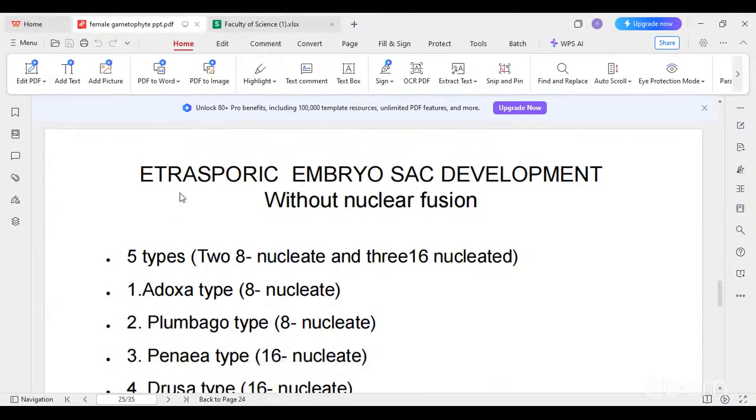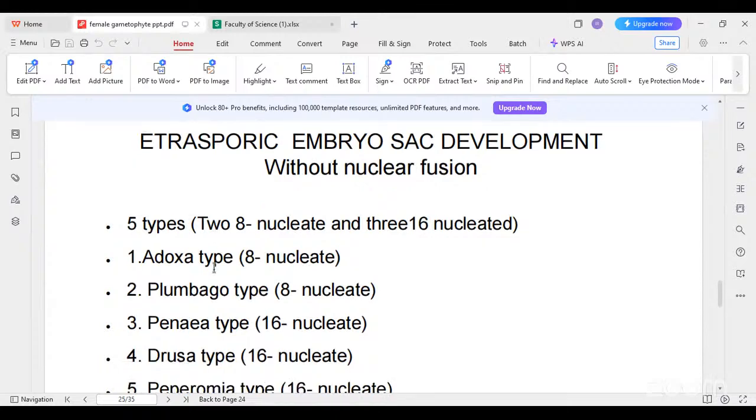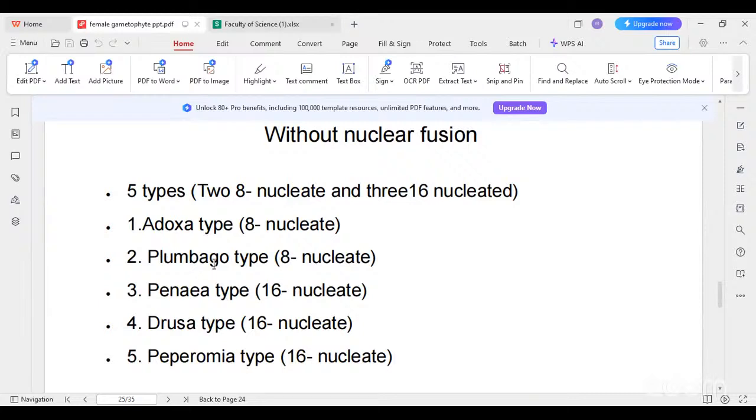Heterosporic embryo sac development can be divided into two: one is without nuclear fusion, the second one is with nuclear fusion. Without nuclear fusion again can be divided into five types: two 8-nucleate and three 16-nucleated.